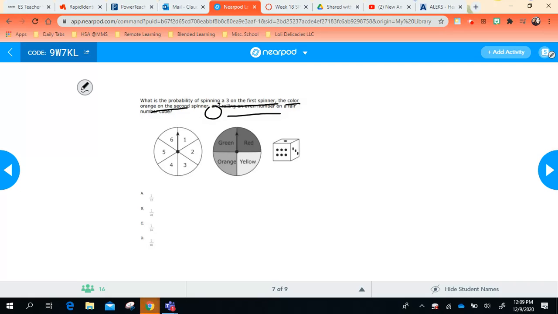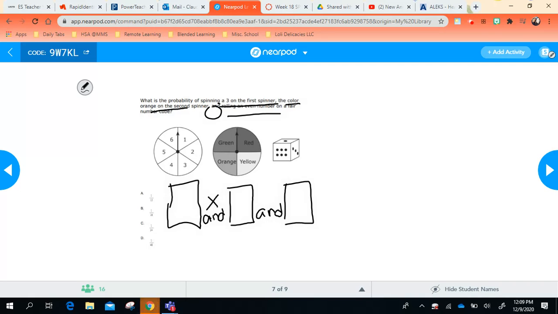So again, we're looking at one probability fraction, a second, and a third. So that keyword "and" is telling us we're doing what between each fraction? We are multiplying because "and" means multiplication.